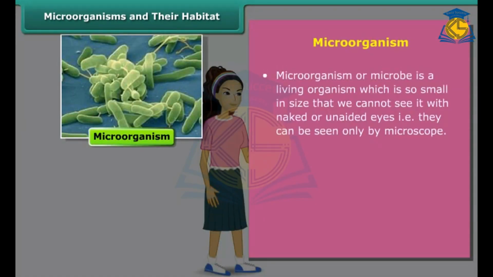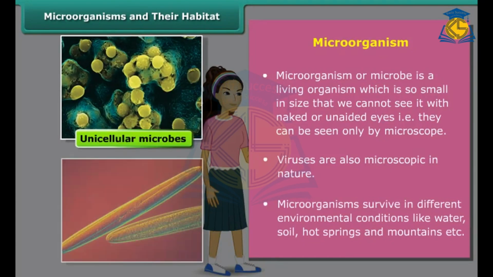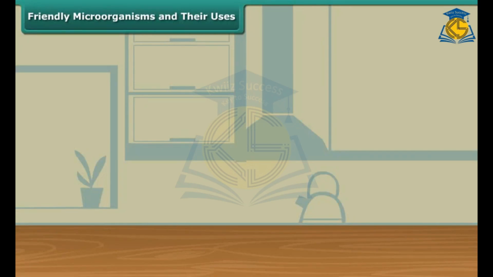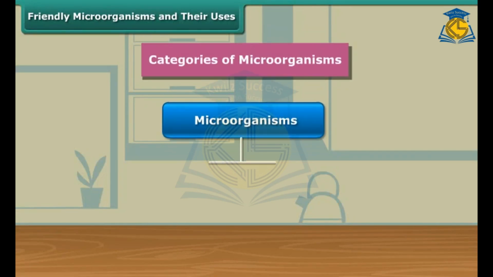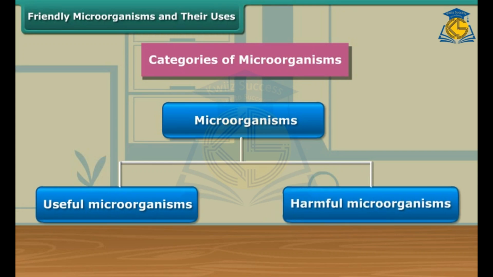Microorganism or microbe is so small in size that we cannot see it with naked or unaided eyes. They are broadly classified into four major groups: bacteria, fungi, protozoa and algae. Viruses are also microscopic. Microorganisms can survive in different environmental conditions. Dear students, these microorganisms are broadly categorized into useful microorganisms and harmful microorganisms.